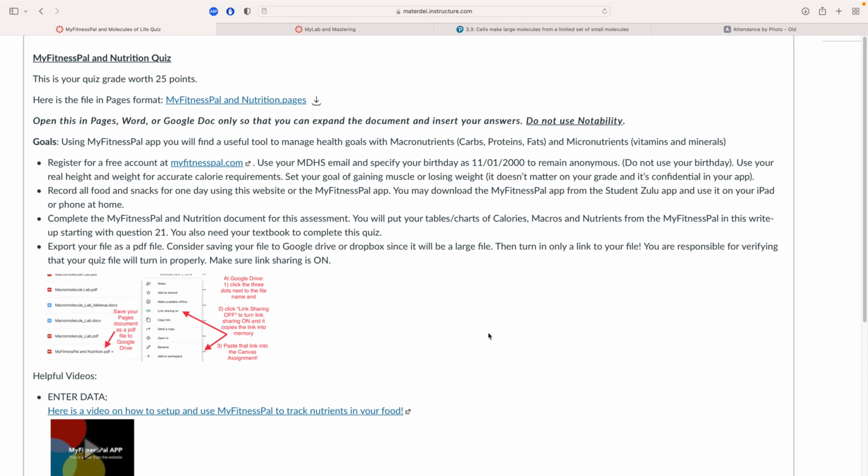What's the goal? Well, you're going to register for a free account at this website. You're going to use your modern day email address and a birth date of 11/1/2000 to remain anonymous. And you're going to record all the food and snacks and everything you eat for a 24-hour period, down to all of the condiments. If you use ketchup, if you have salad dressing, what kind of salad dressing. And the app is really easy to use. It acts like a barcode scanner. I could take this and scan that code and it would have all the ingredients in this bar and it would be added to your nutrition.